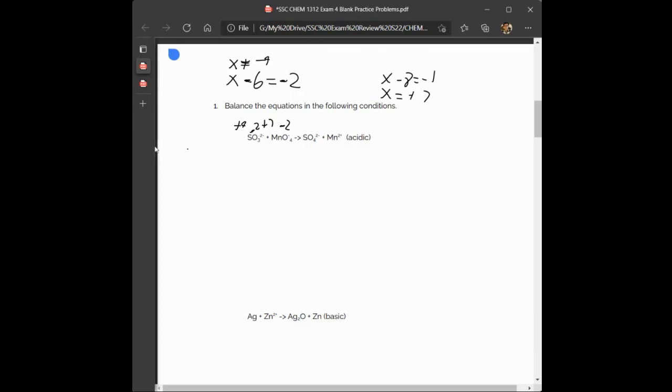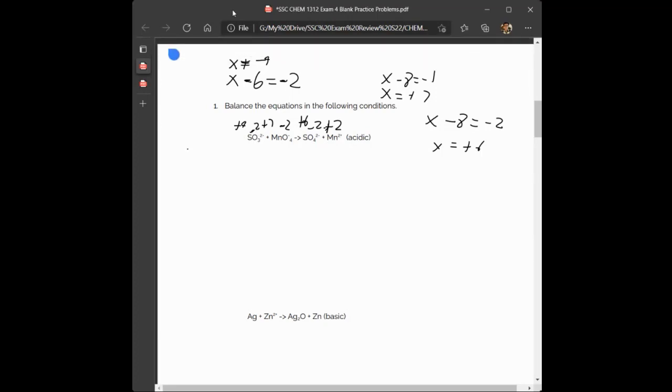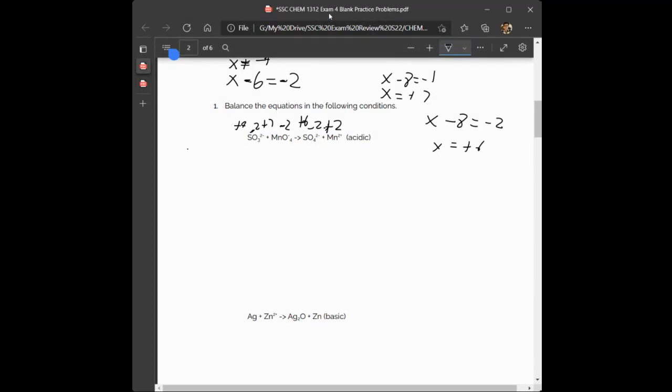Next we have the other ones. -2 overall, so -8 equals -2, and we have 1 SO4, so x is equal to +6 here. Then Mn 2+ by itself, we can just say that's +2, because it has a +2 charge and it's by itself. Okay, does anyone have any questions on this? If you do, just let me know. I don't mind going over it again.